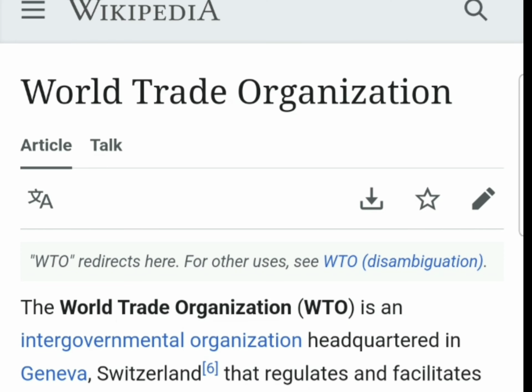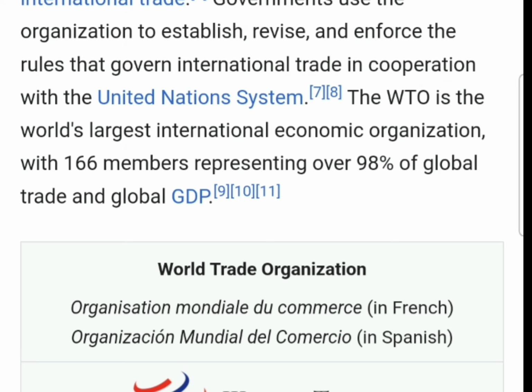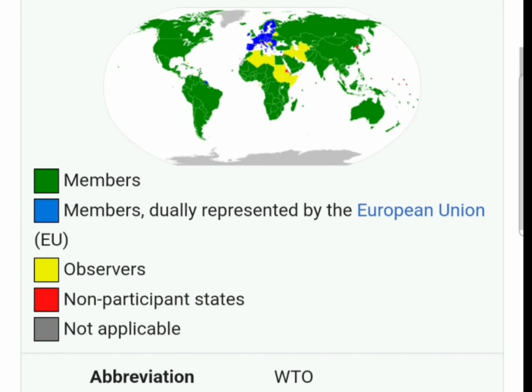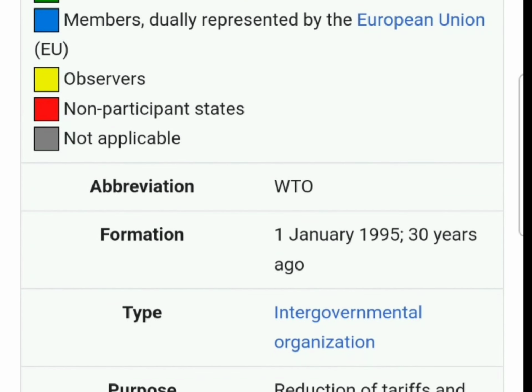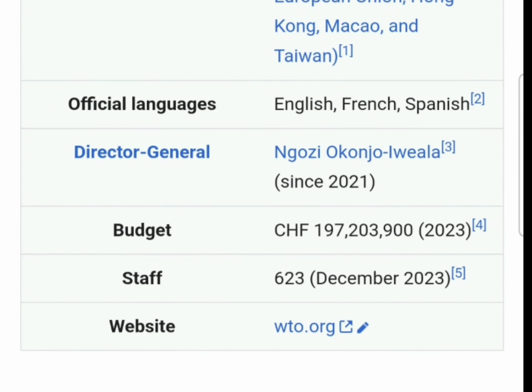Pakistan is a member of WTO, World Trade Organization. The headquarters of WTO is in Geneva, Switzerland. There are a total of 166 members of WTO, and WTO consists of 89% of the global trade and global GDP. In this map, you can see these all countries are the members of WTO. WTO was formed on 1st January 1995. This is the further detail regarding WTO.